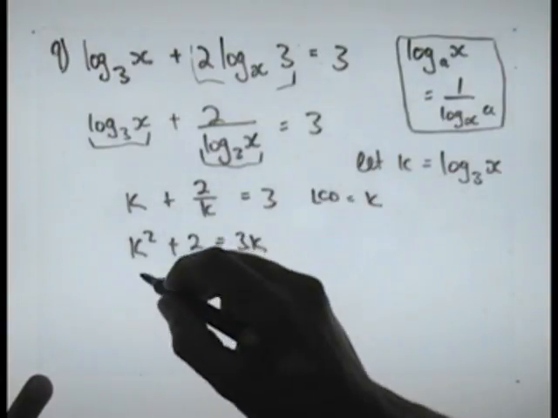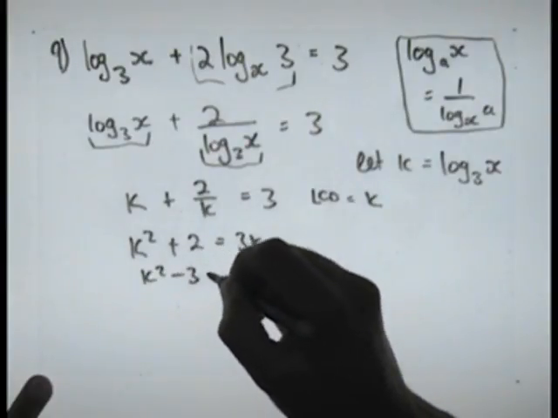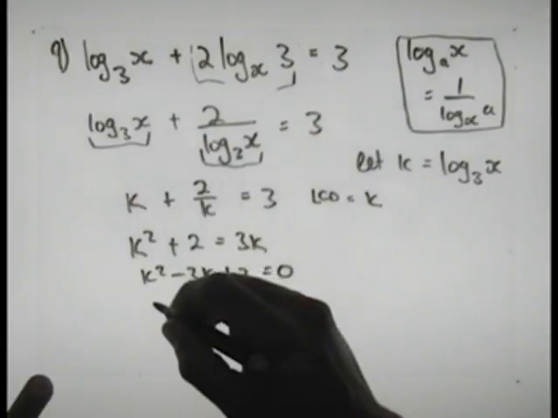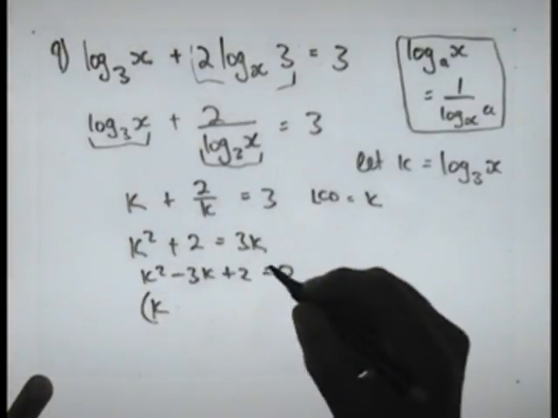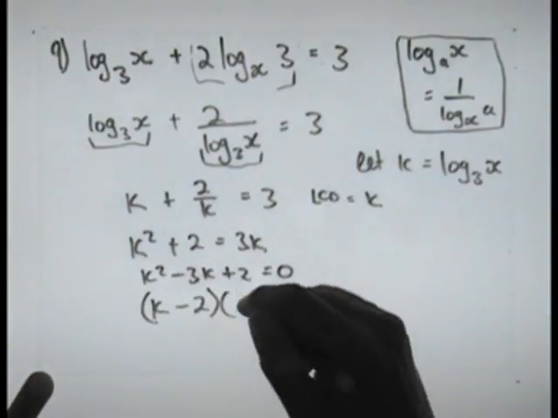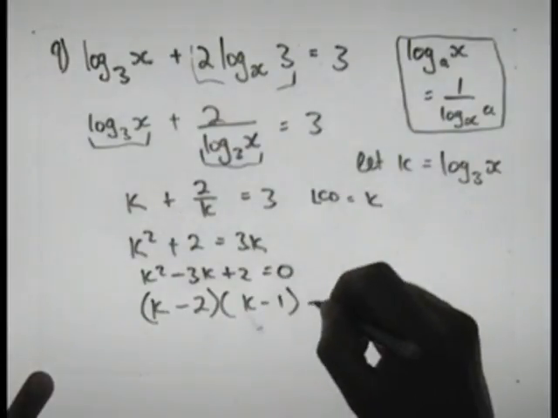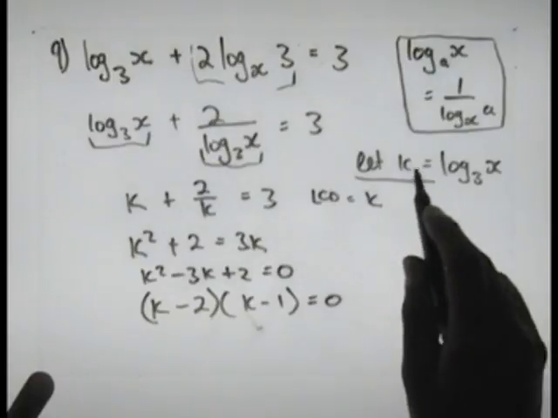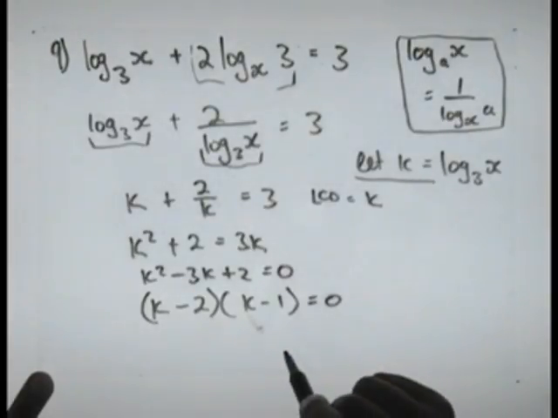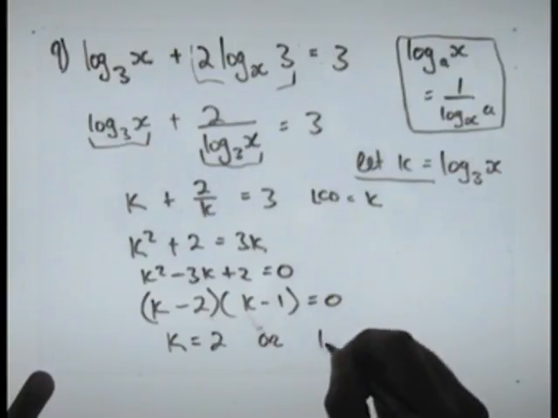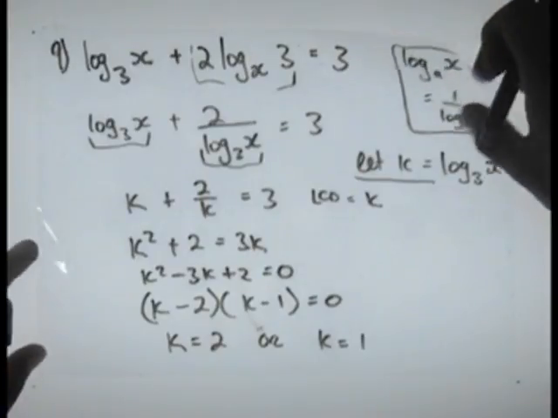Take that 3k to the middle. That becomes k squared minus 3k plus 2 is equal to 0. If I factorize this, it will become k minus 2 times k minus 1 is equal to 0. Now remember, at the start I said let k equal log base 3 of x. This means that k is equal to 2 or k is equal to 1.